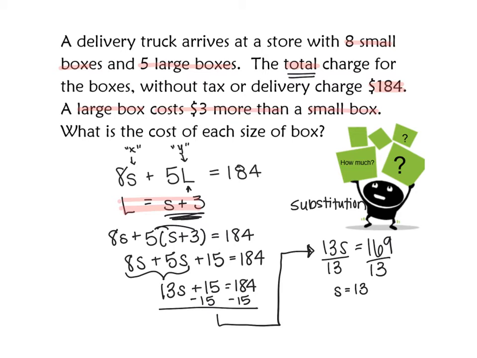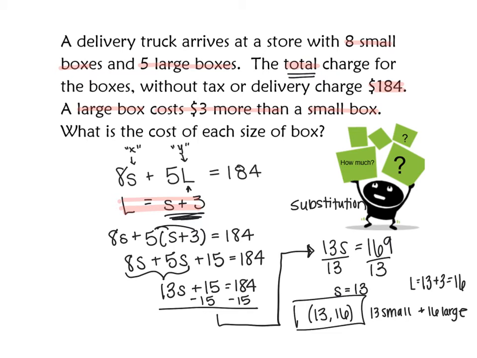Then I'm going to use that second equation and plug in my S to figure out how many large boxes, and I get 16. So that, as an ordered pair, is (13, 16). Or if you like to write it out, that's 13 small and 16 large. Either way would be okay.